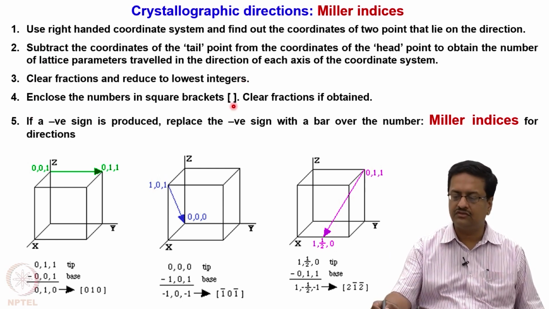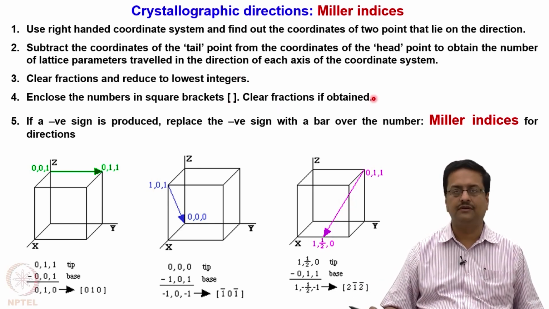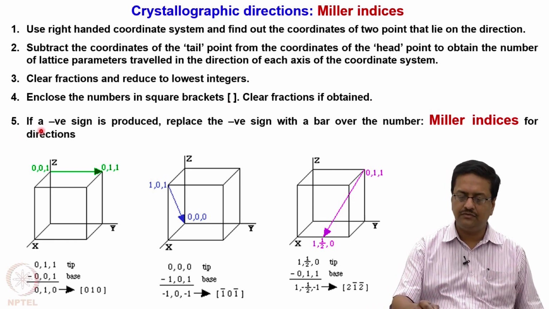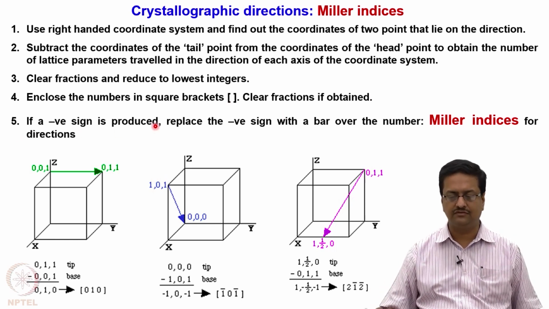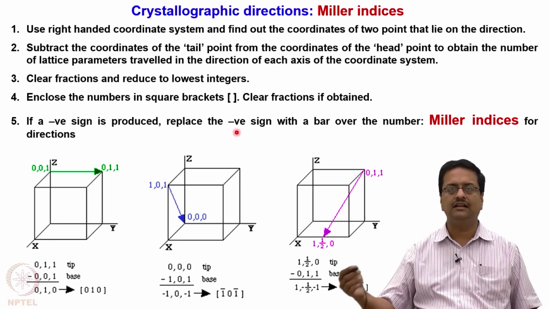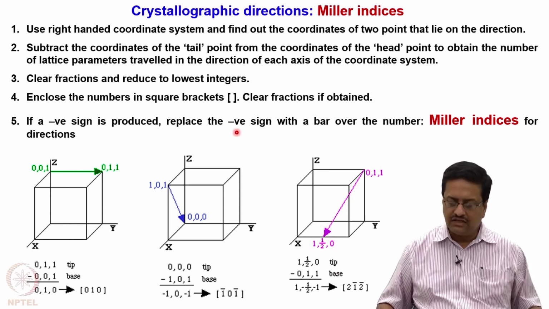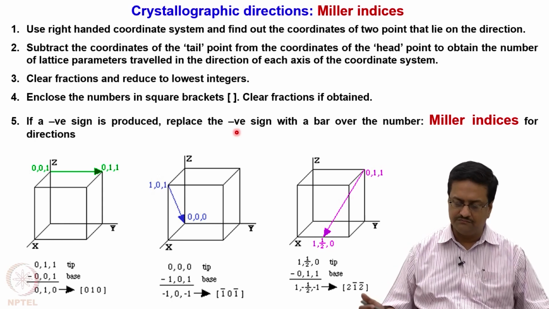Enclose those numbers in square brackets, clear fractions if obtained, and if you have a negative sign produced, replace the negative sign with a bar. Then that set of 3 numbers is called the Miller indices of that particular direction. So here are 3 examples at the bottom.